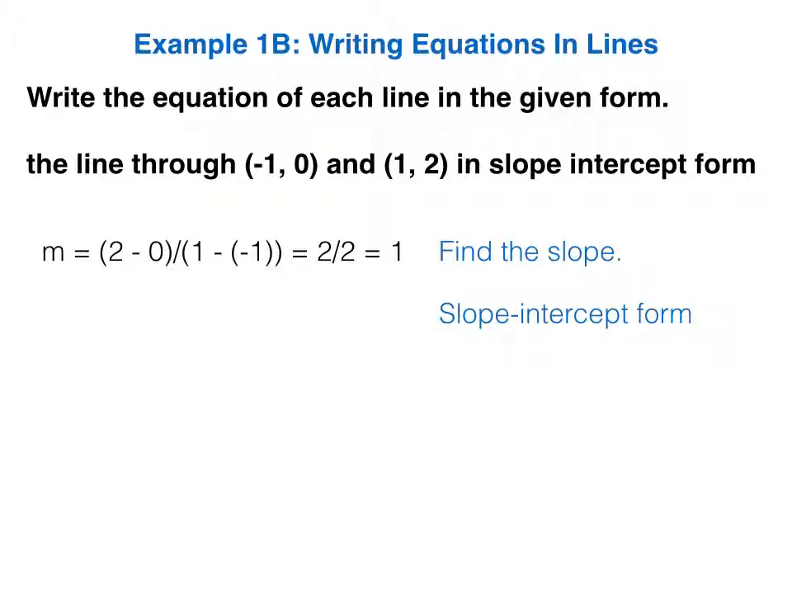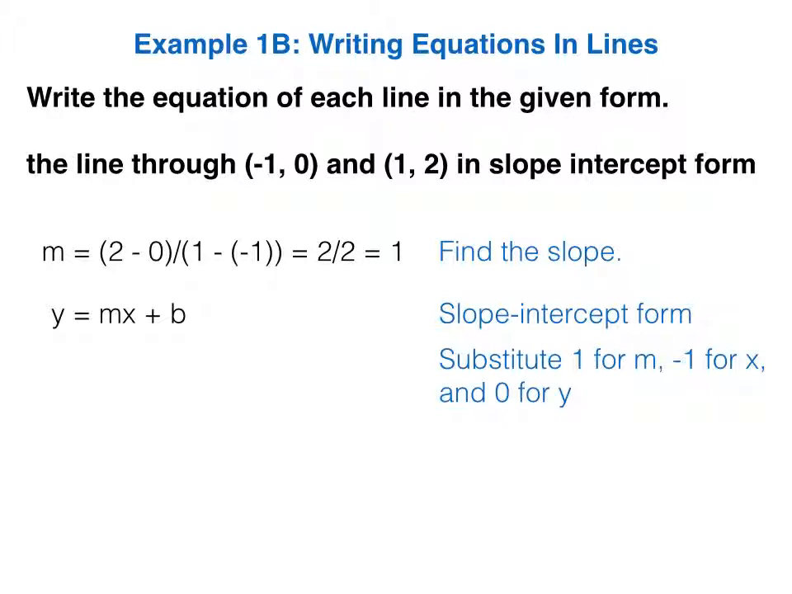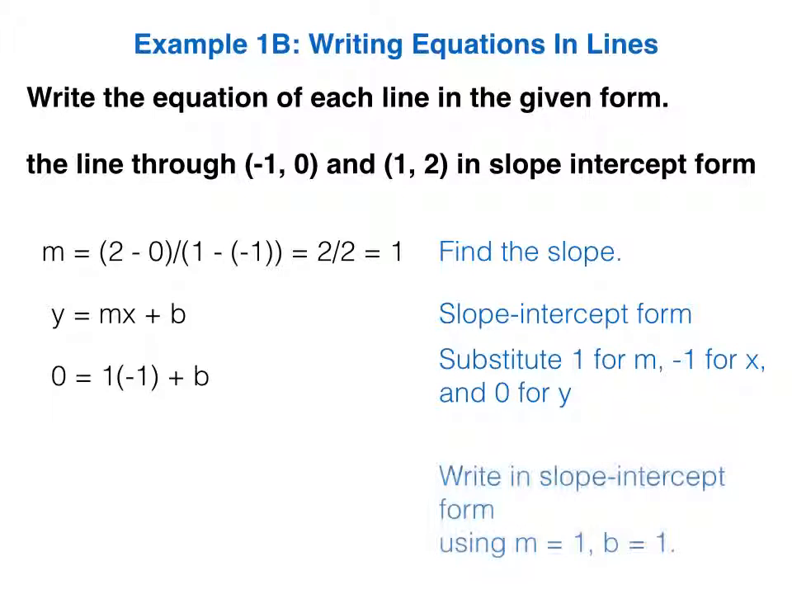Now we use slope-intercept form, y equals mx plus b. Let's substitute 1 for the slope and -1 for x and 0 for y. Solve the following equation for b. We get b equals 1, which finally gives us the equation y equals x plus 1.